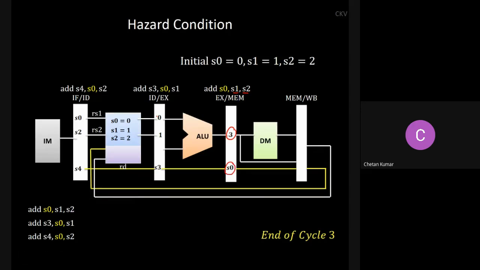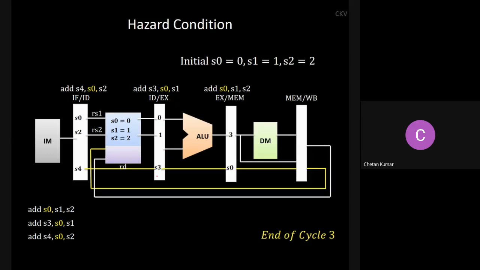But the problem here is that at the end of clock cycle 3, your second instruction, which is add S3, S0, S1, has already read a value which is not correct. So S0 is being taken as 0, but in fact, S0 has to be taken as 3. So from here, the problem starts accumulating, or the problem starts occurring in the execution.